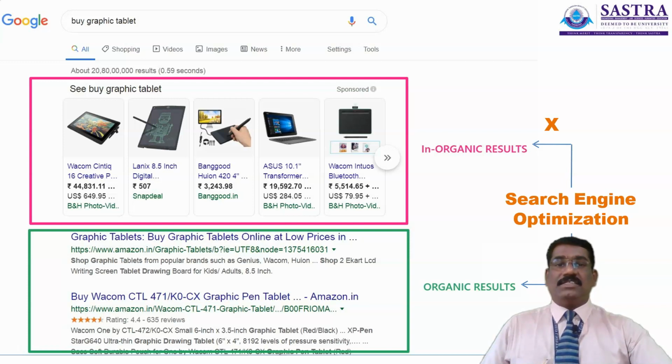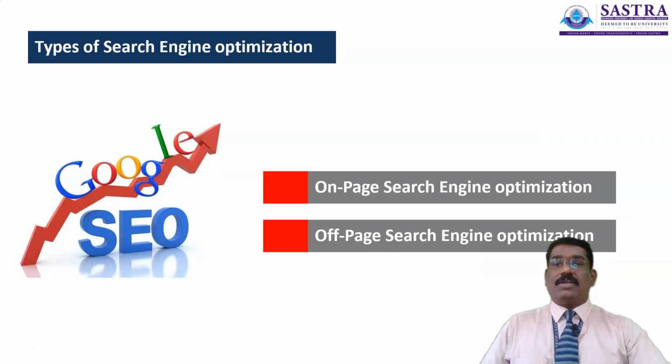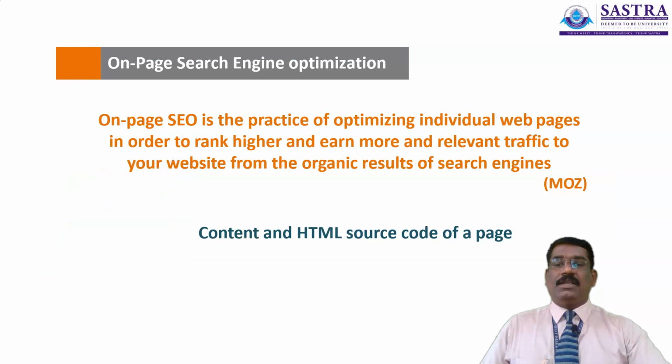Now let us discuss various types of SEO. There are two types of search engine optimization. The first one is on-page SEO, and the second one is called off-page SEO. Let us try to understand the difference in both.